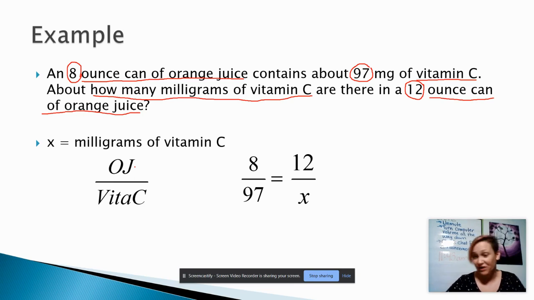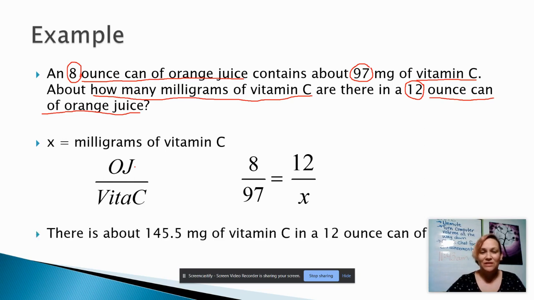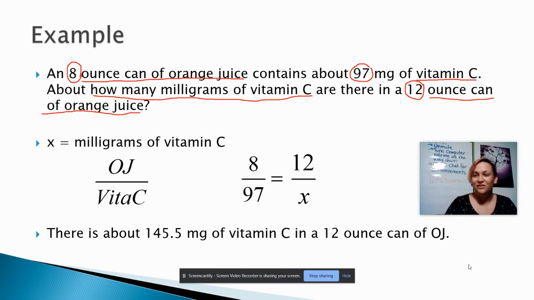I hope that you've already cross-multiplied at this point in time and found that the decimal answer is 145.5. So it says there is about 145.5 milligrams of vitamin C in a 12-ounce can of orange juice. Okay, so these are word problems.